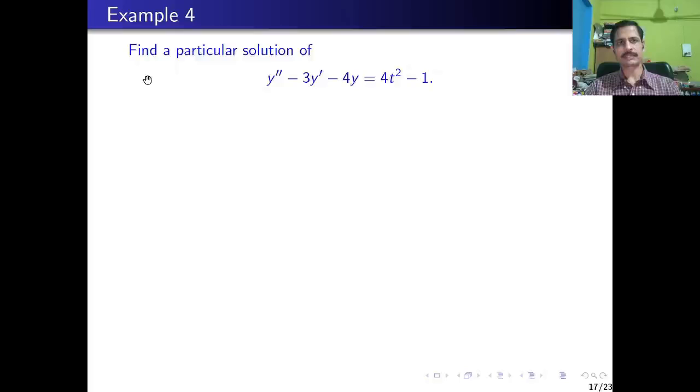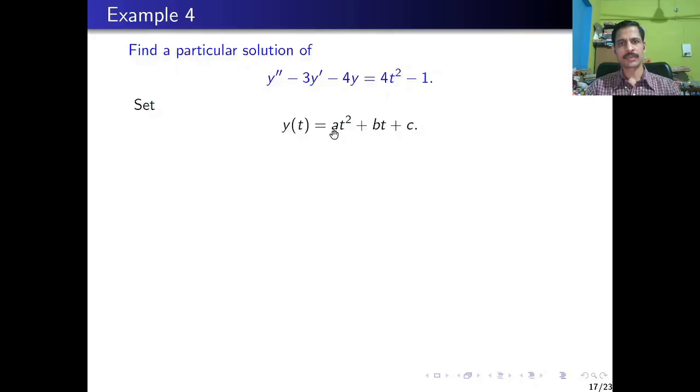Our next example is find a particular solution of y double prime minus 3y prime minus 4y is equal to 4t square minus 1. So what will be the candidate for the particular solution? Recall from that slide that I had displayed. When here we have a polynomial of degree 2, then the candidate solution is going to be an arbitrary polynomial of degree 2.